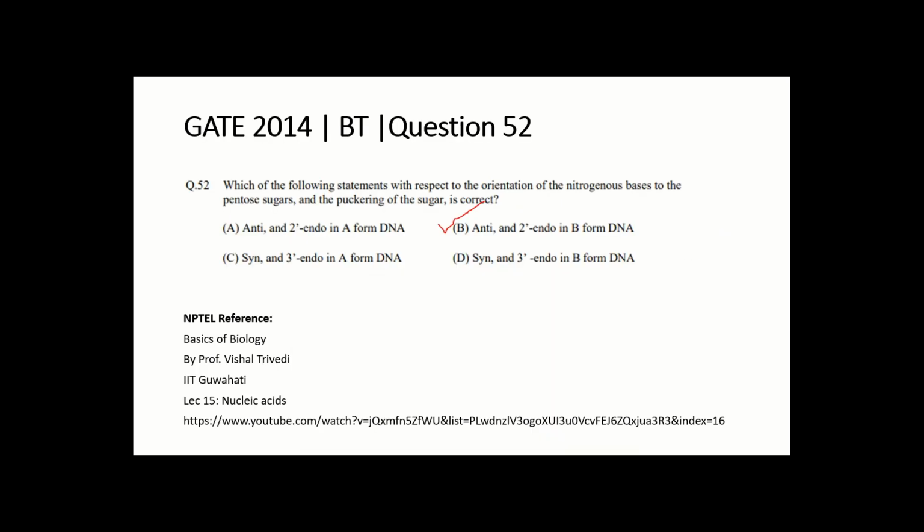Everyone, in this video we will discuss question number 52 of GATE 2014. It is asking which one of the following statements with respect to the orientation of the nitrogenous bases to the pentose sugar and the packing of the sugar is correct. We are given A form and B form of DNA, and they are asking about the orientation of the nitrogen bases and the sugar and the packing of the sugar.